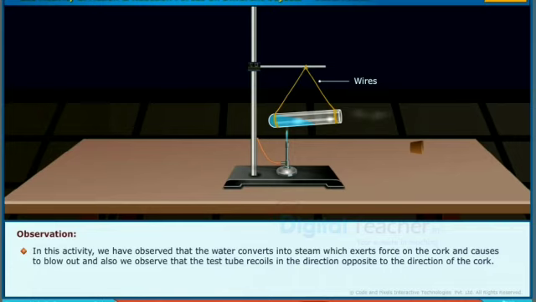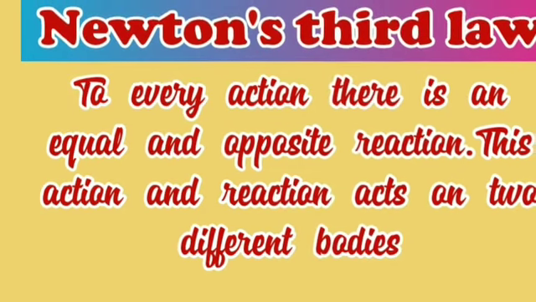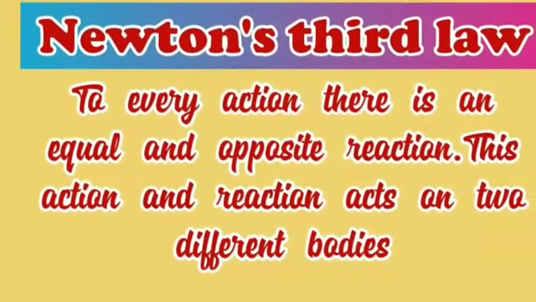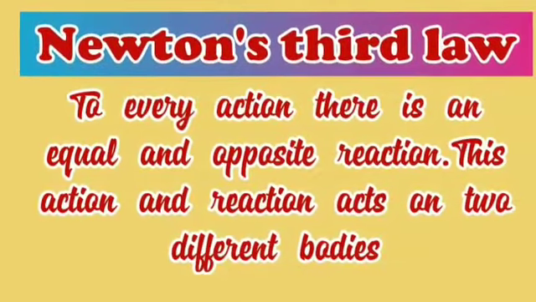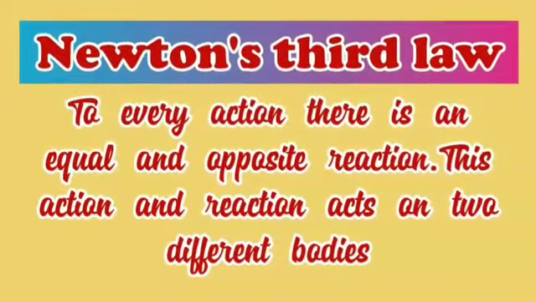It is because the water converts to steam, which exerts a force on the cork and causes it to blow out. And also we can see that the test tube recoils in the direction opposite to the direction of the cork. By this we prove that to every action there is an equal and opposite reaction.